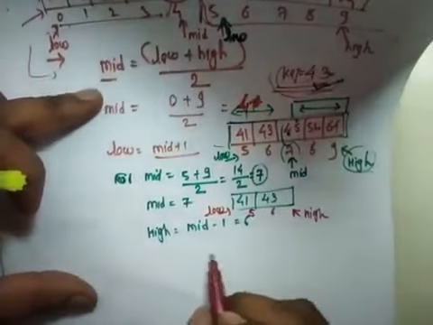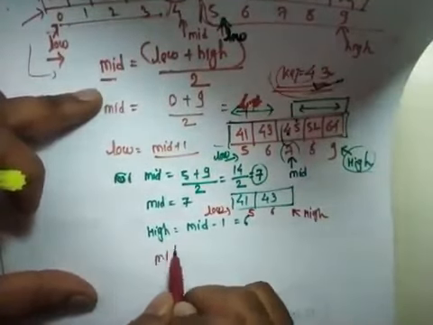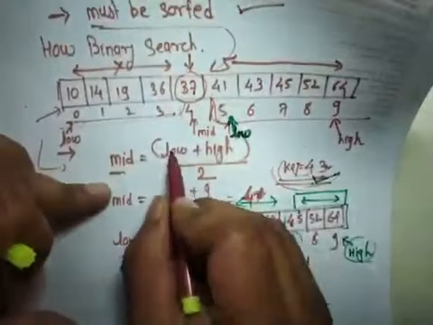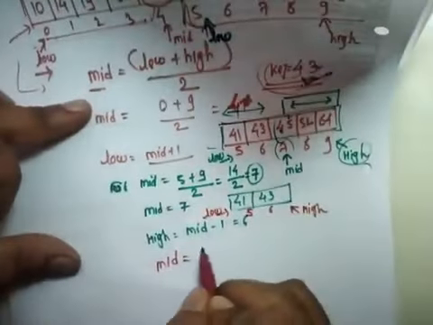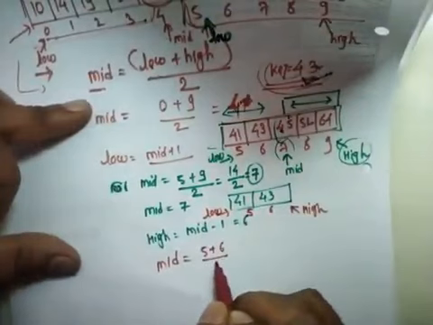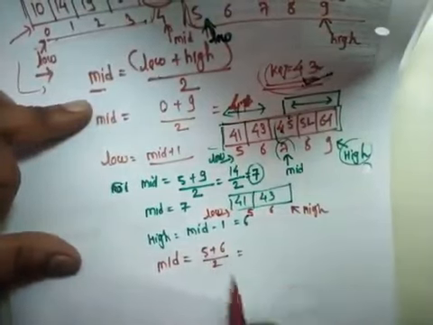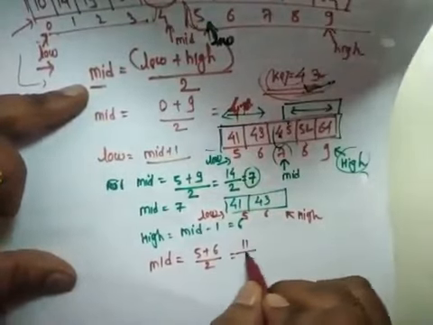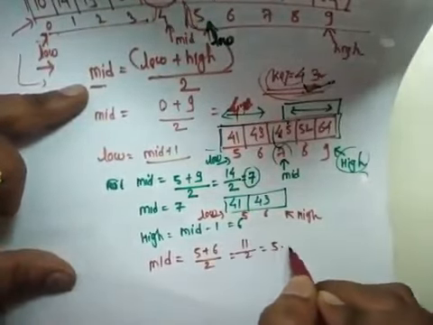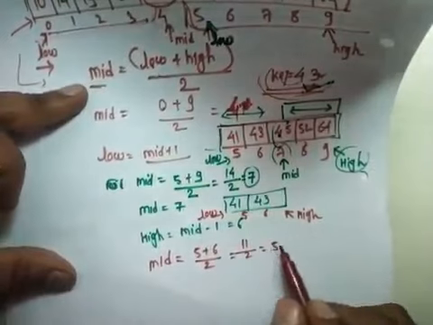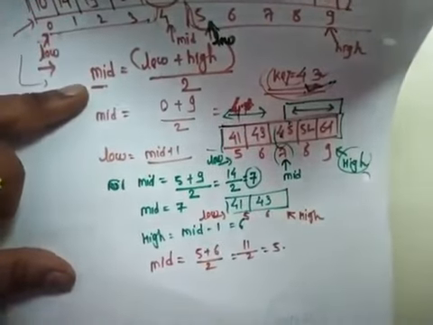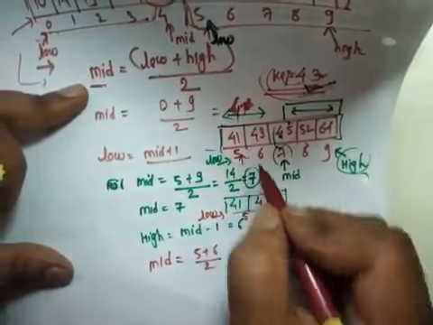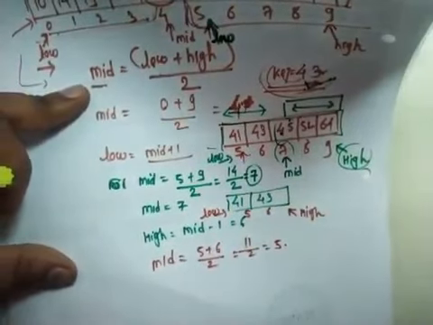Again I am going to find the updated mid value. So now mid is equal to low plus high divided by 2. So low is 5, so 5 plus 6 divided by 2. 5 plus 6, that is 11. 11 divided by 2, that is 5.5, but we consider the integer value, so it is 5. So now your mid is pointing to index location 5.